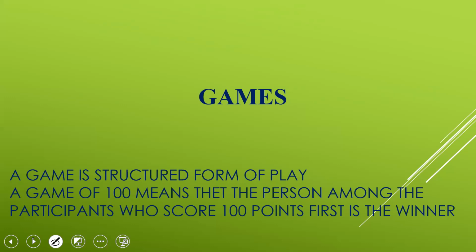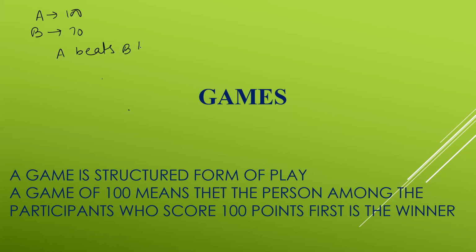Suppose A and B are two participants in a game. A scores 100 points while B scores only 70 points. Then we say that A beats B by 30 points, or we can also say that A can give B 30 points. I hope this is clear.